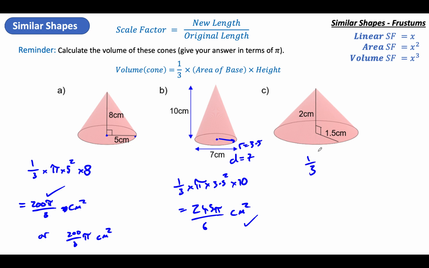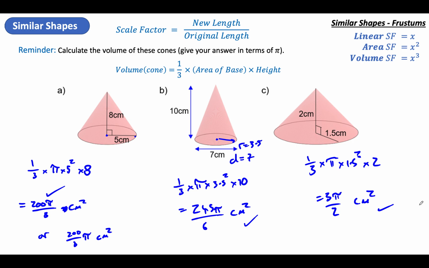Now the cone, again, 1/3 times the area of the base. So that's pi times radius squared, because it's a circle, the base. So pi times 1.5 squared, because that is the radius, times by the height, which is 2. Do that again. So use your calculator. 1/3 times by pi times by radius, which is 1.5 squared, times by the 2 equals, that's a nice one, 3 pi over 2, or 3 over 2 pi centimetres squared.